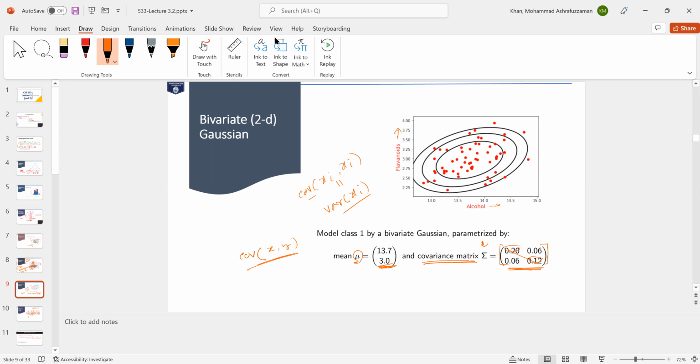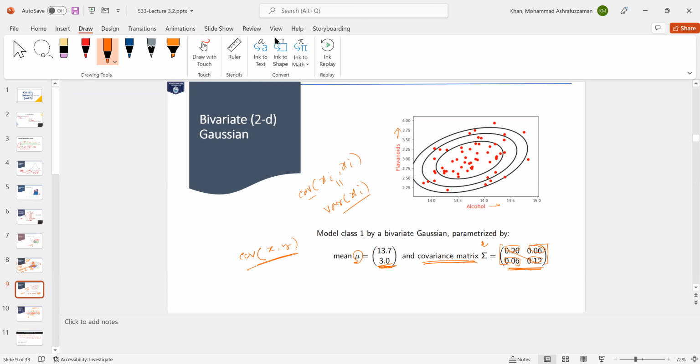And it's a square matrix, and a symmetric matrix, because the off-diagonal entries will have x2, x1 here and x1, x2 here. So it's a symmetric matrix. And also they are the covariance values between features.